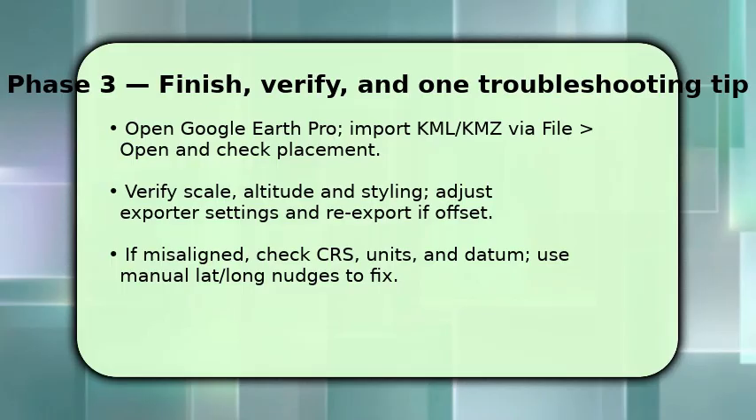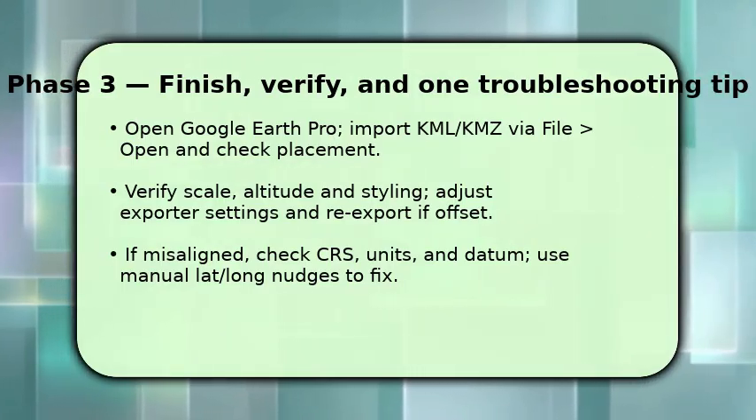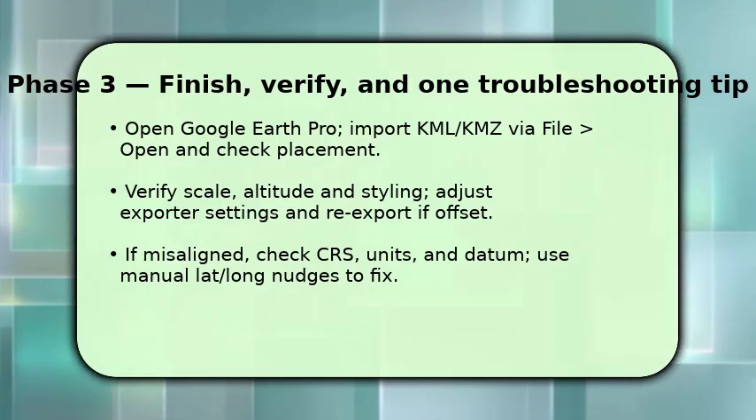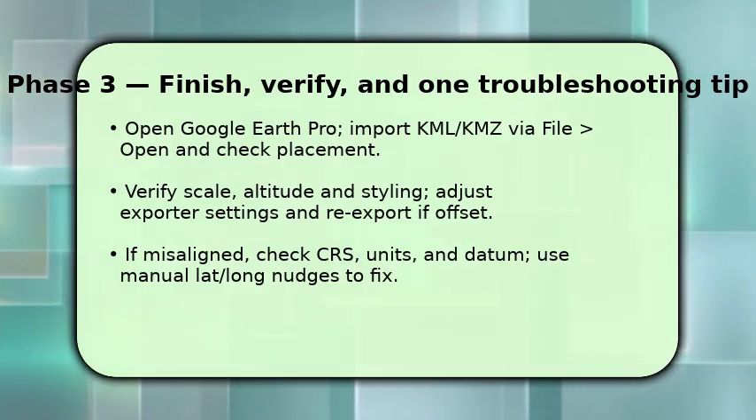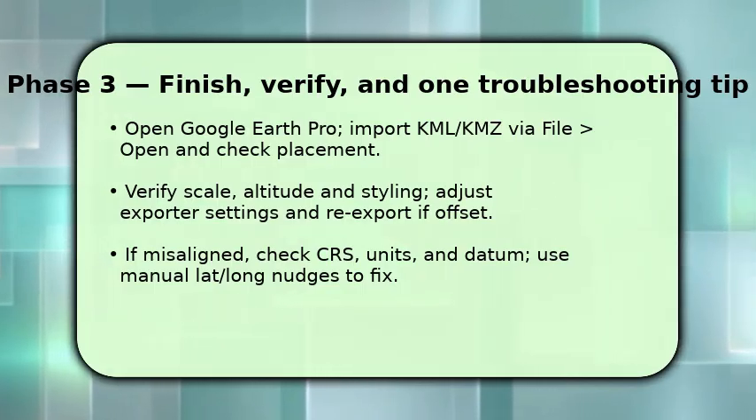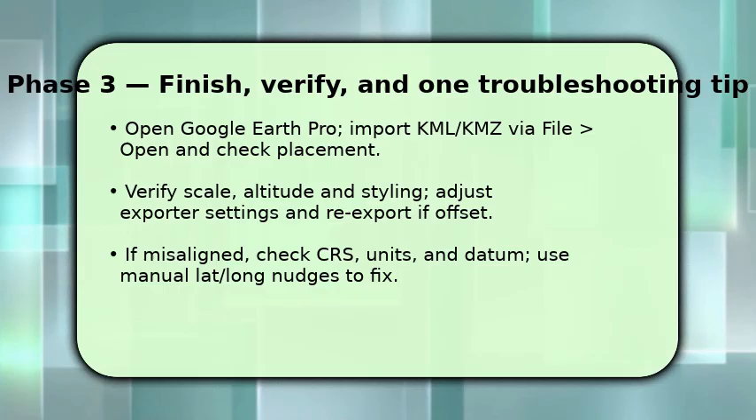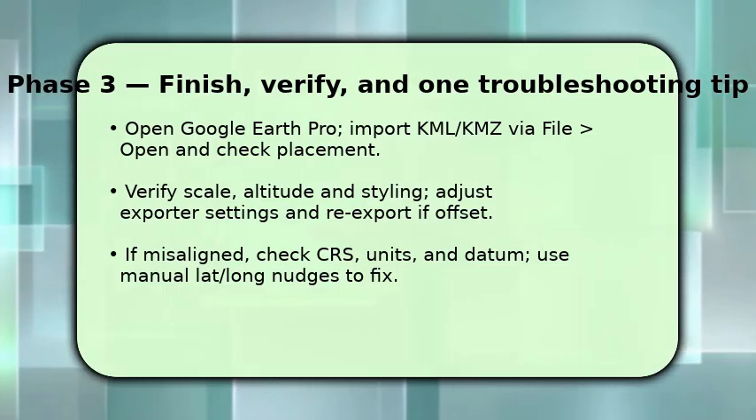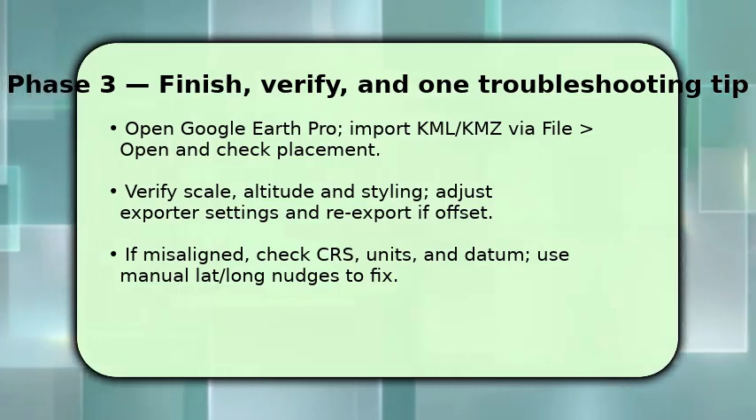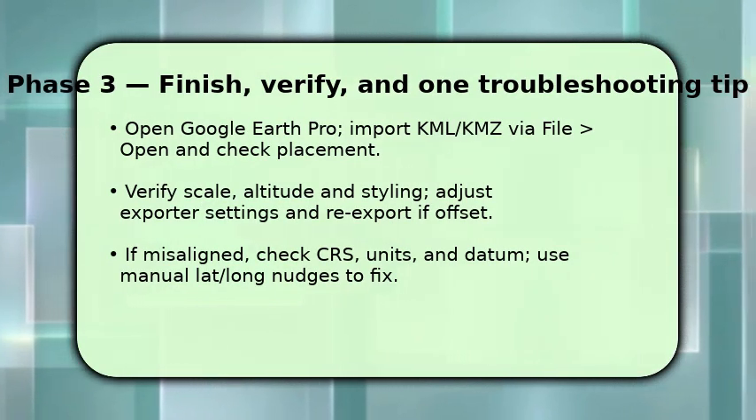Finally, open Google Earth Pro and import the KML or KMZ you exported. Use File, Open, then inspect placement and altitude. You should verify scale by comparing known site features and check labels and icons for legibility. If objects are offset or at wrong elevation, re-export after adjusting the coordinate reference, units, or datum. Sometimes switching between meters and feet or changing the transform fixes it.